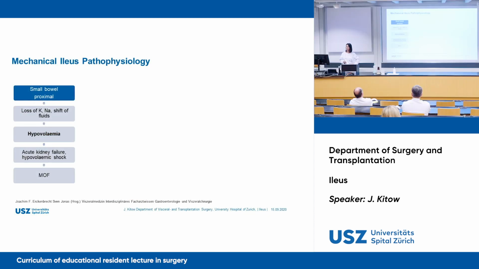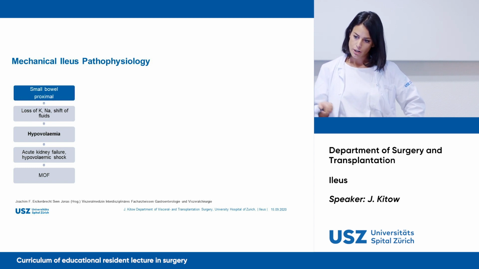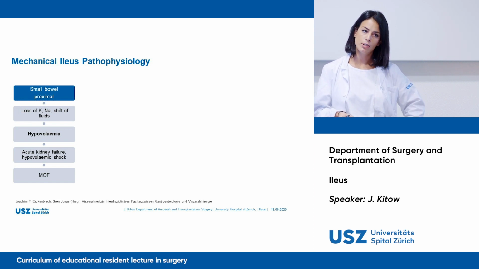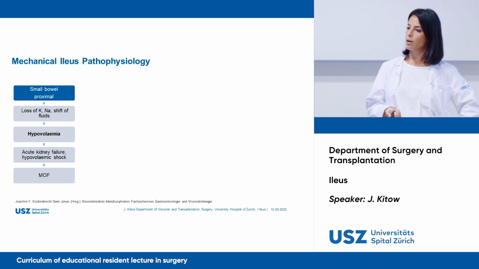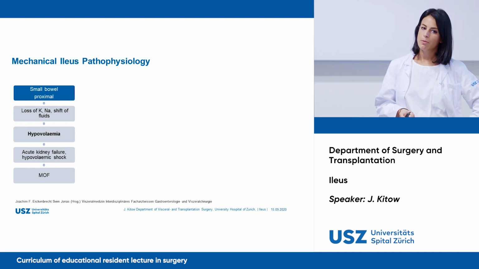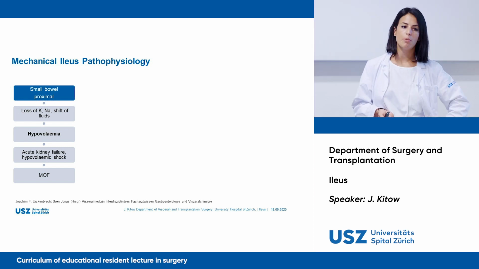So let me give you a quick overview about the pathophysiology. According to location, the pathophysiology differs a lot, but in every location, if the ileus is not treated properly, it will end up in multi-organ failure. When it comes to small bowel obstruction, vomiting is the most frequent finding, and thus hypovolemia is a common cause, which can be followed by acute kidney failure and hypovolemic shock.